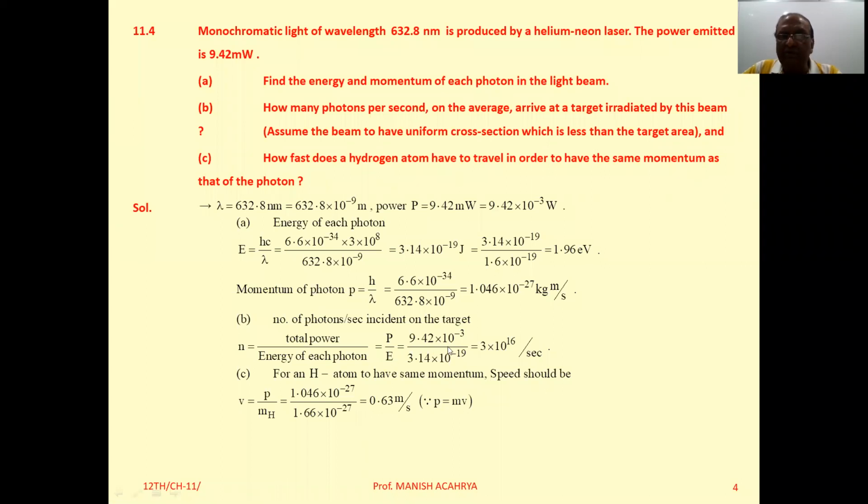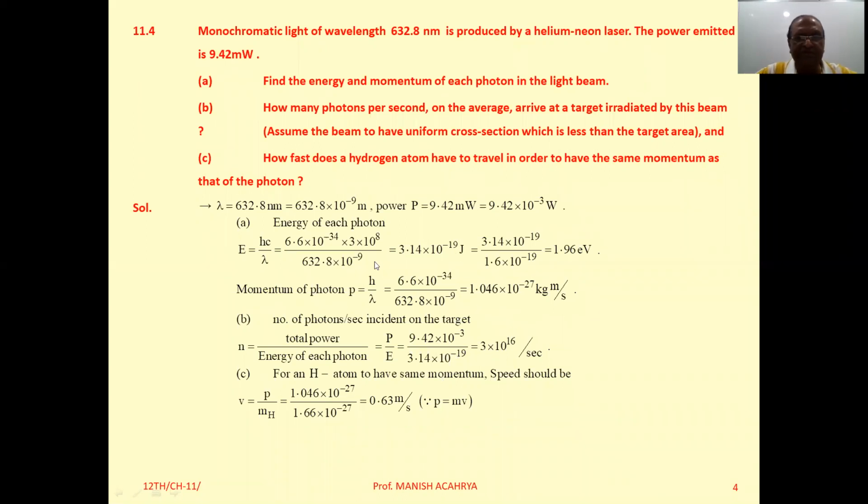Power that is given to you is 9.42 into 10 raised to minus 3. And energy of each photon that we calculated is 3.14 into 10 raised to minus 19. We will get 3 into 10 raised to 16 photons emitted per second.